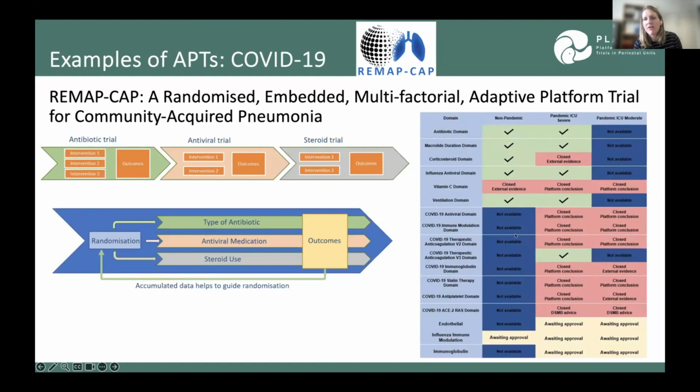And then obviously not every intervention is appropriate for every patient. And so the blue says which ones are not recruiting because it wasn't appropriate; COVID-19 therapeutics are not appropriate outside a pandemic. But they're chugging through multiple different treatments and interventions over time.